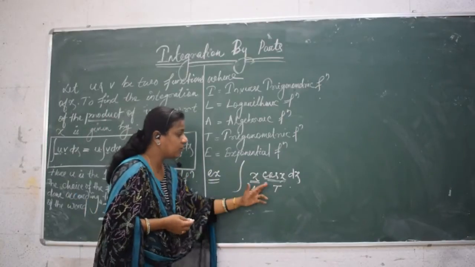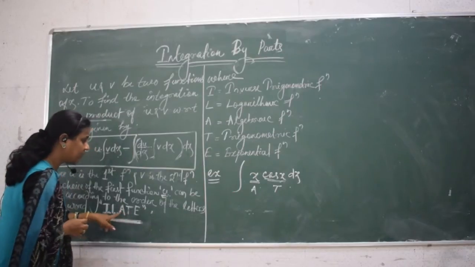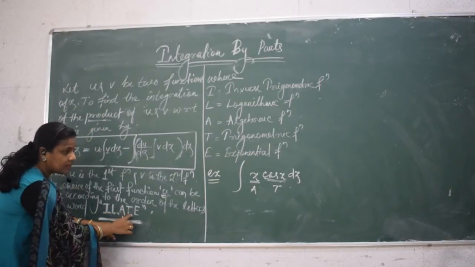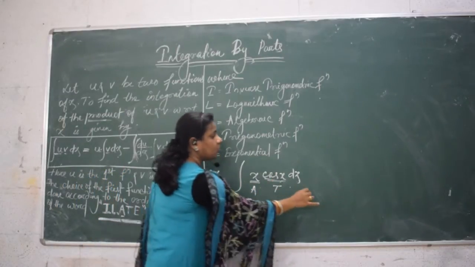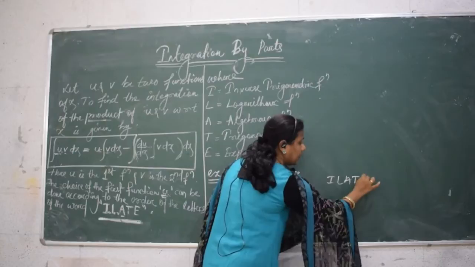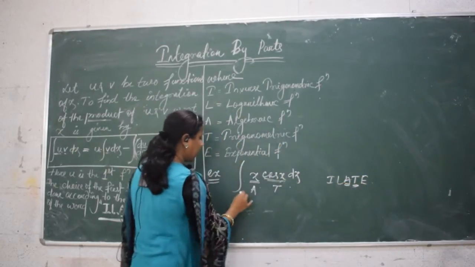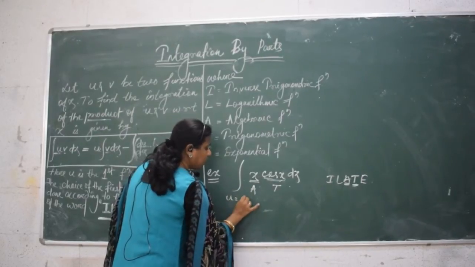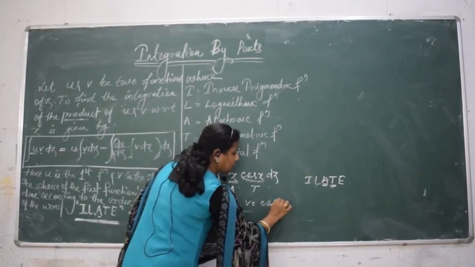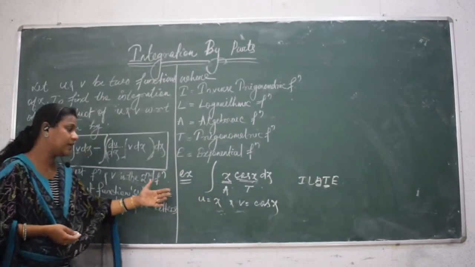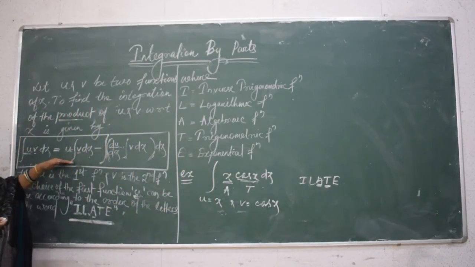So which function will you take first? According to the order of ILATE, A comes first, then T comes. So here u is x and v equals cos x. In this way you can take the first function and second function. Then you can use the formula.